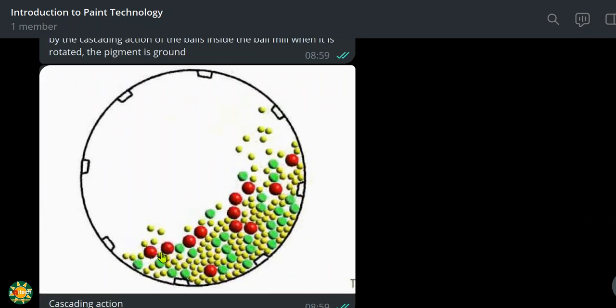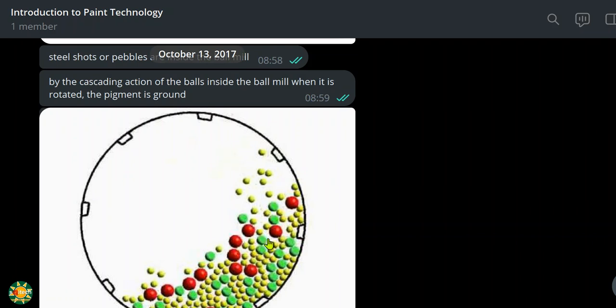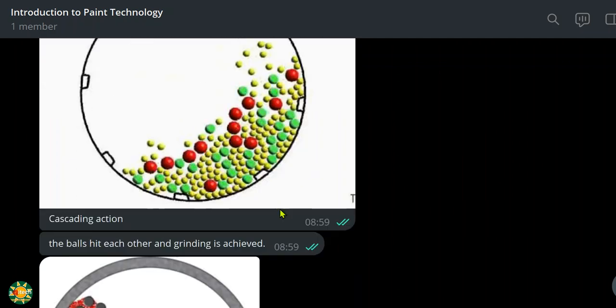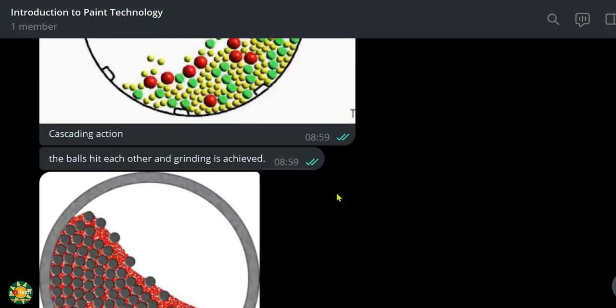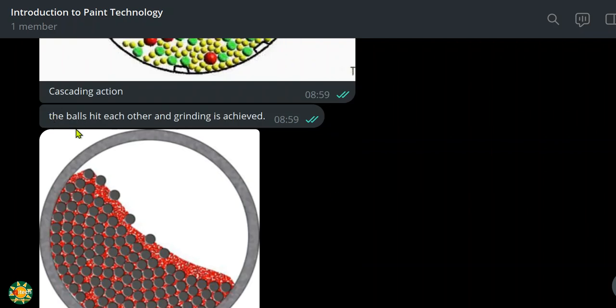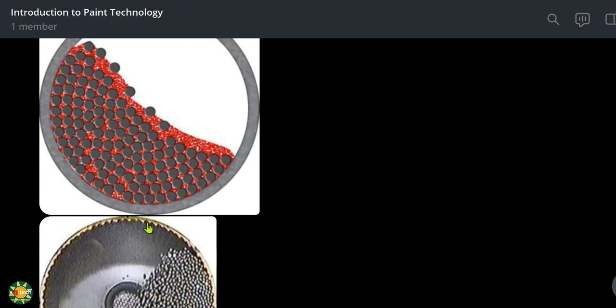And this is called the cascading action of the grinding media. Here the grinding media can be either pebbles or steel shots also. Because of this cascading action of the balls inside the ball mill, when it is rotated, you are able to get the grinding. So we achieve the grinding by means of this cascading action of the grinding media, and the balls hit each other and the grinding is thus achieved. And you can observe this visual also.